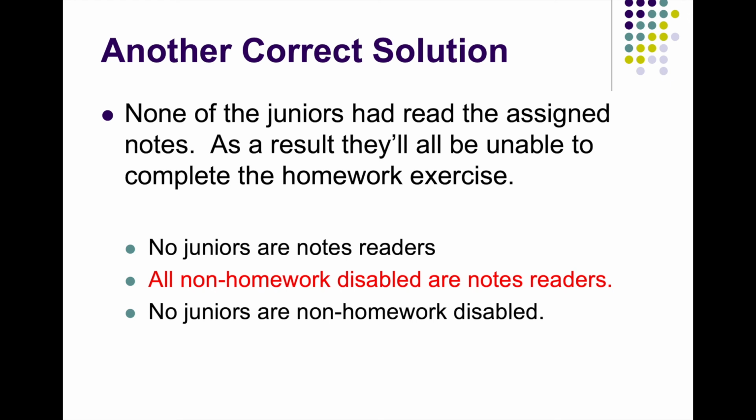You have the middle term as notes readers. It is distributed in the first premise because it's the predicate of a negative, so it must be not distributed in the missing premise, and we know that predicates of affirmatives are not distributed, so we move notes readers into that predicate position. Juniors already appears twice, so the missing term is non-homework disabled. It is distributed in the conclusion, which means it must also be distributed in the missing premise, so it goes in the subject position of a universal affirmative statement.